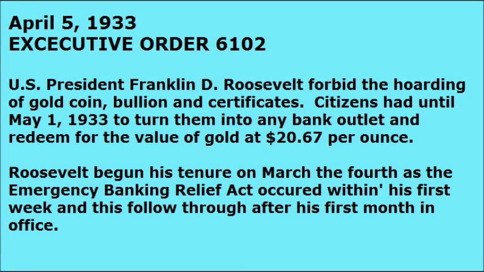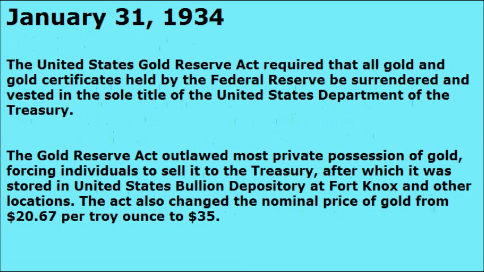The next month, April the 5th, Executive Order 6102, U.S. President Franklin D. Roosevelt, FDR, forbade the hoarding of gold coin, bullion, and certificates. Citizens had until May the 1st of 1933 to turn them into any bank outlet and redeem them for the value of gold, which at that time was $20.67 an ounce. Roosevelt began his tenure on the 4th of March, and the Emergency Banking Relief Act occurred within his first week, and this followed through after his first month in office.